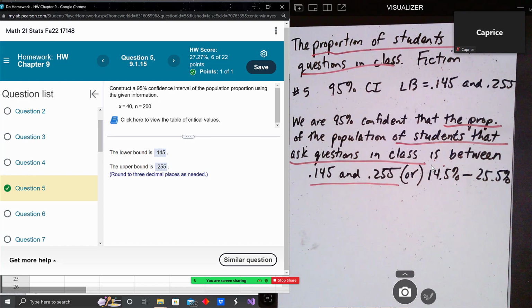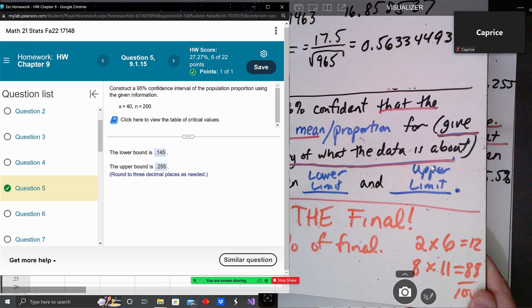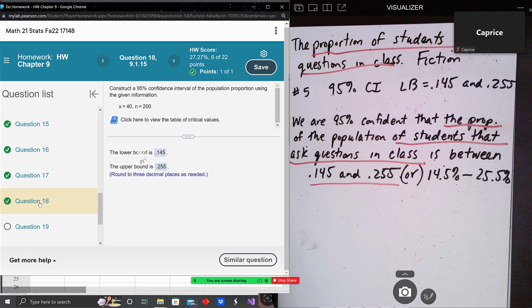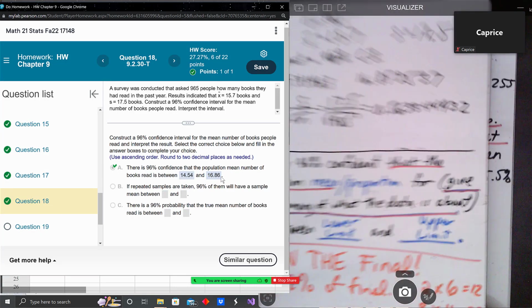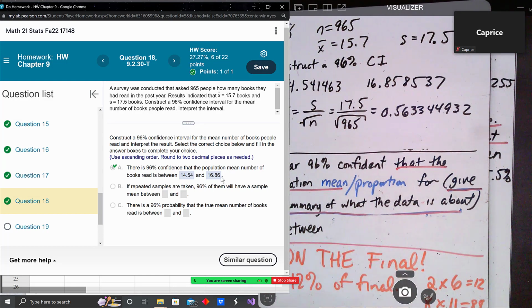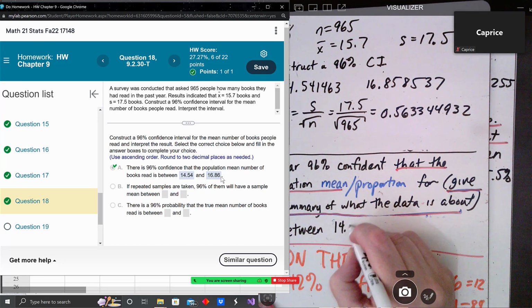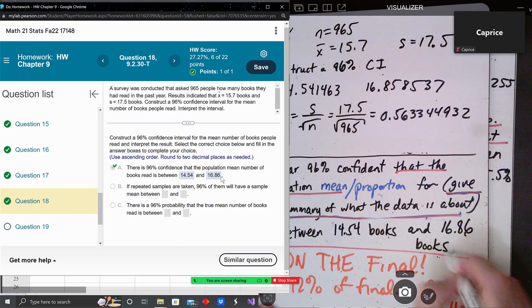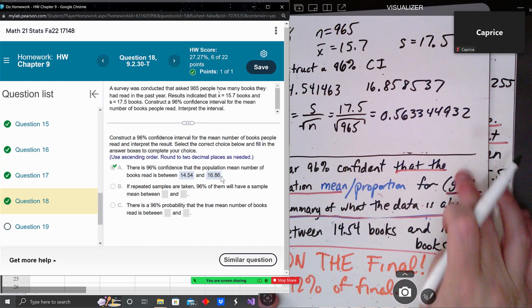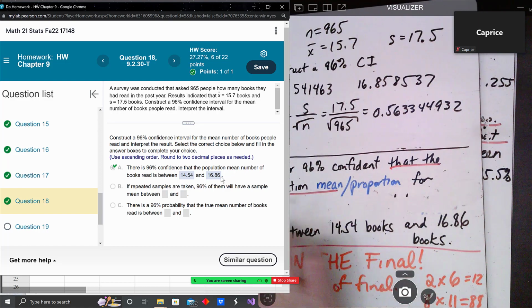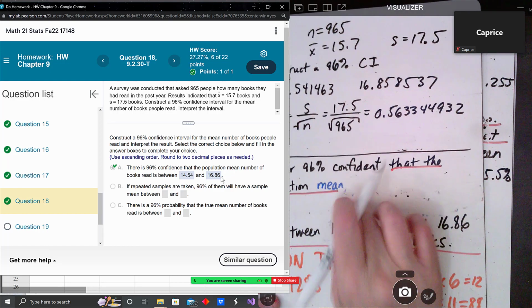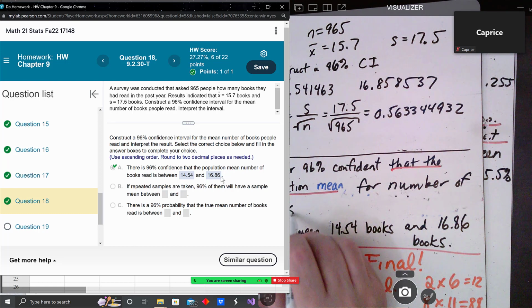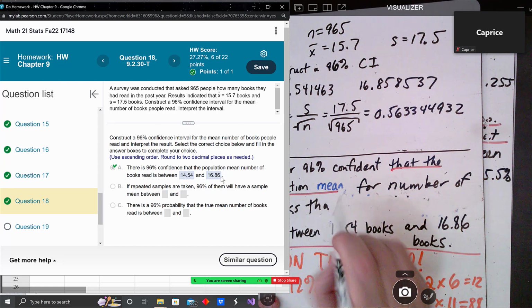The only difference I would do on this other one, for the mean, let's go back and look at 18 again. It just has the number. I'm going to put it in right here. I'm going to say it is between 14.54 books and 16.86 books. Because that's what the question was about. That the population mean for number of books read. And I'm pulling it directly from the question. Number of books they had read in the past year.